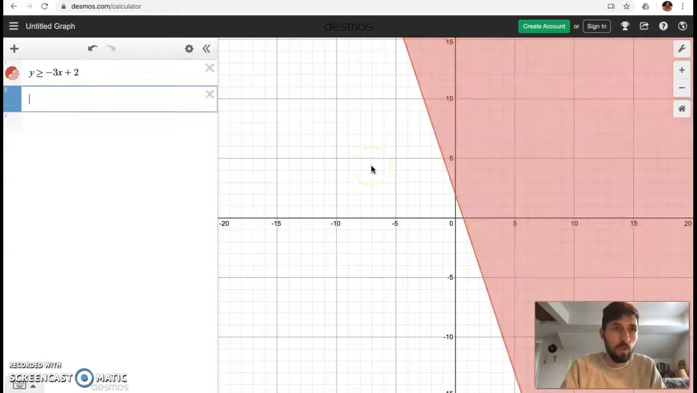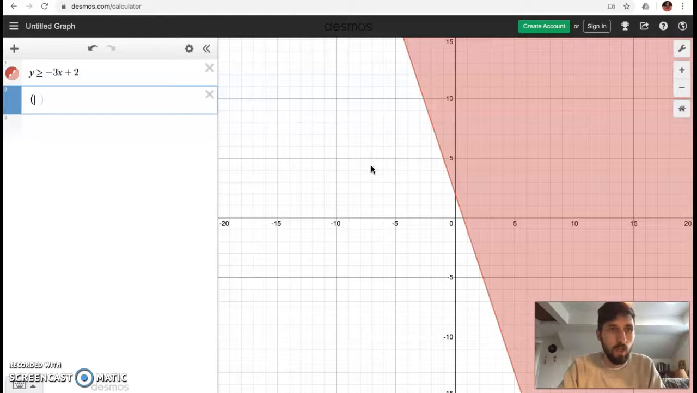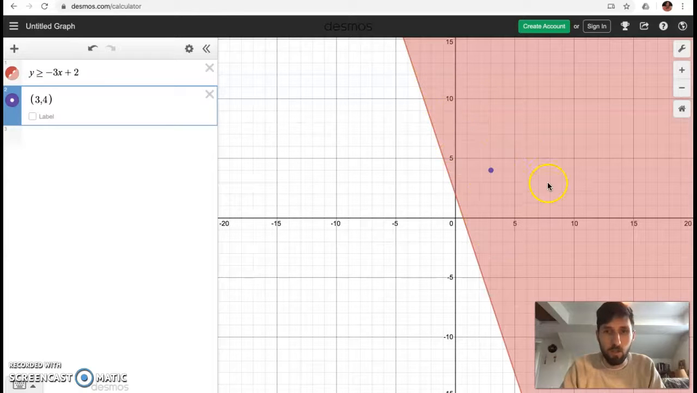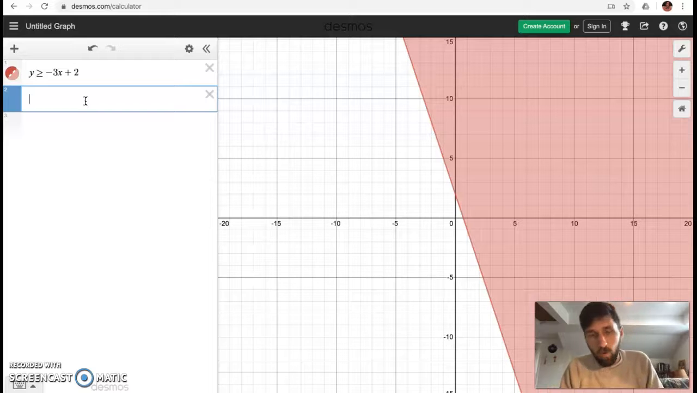So for instance, if I typed in a point such as 3, 4, we see this point over here, and that point is a solution to this inequality because it's in the shaded region. If we had negative 3, 4 instead, you can see how this dot over here is not in the shaded region, and so that's not going to be a solution. So that's step 1.